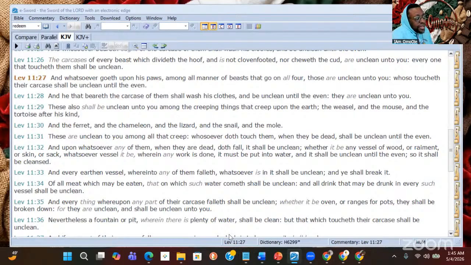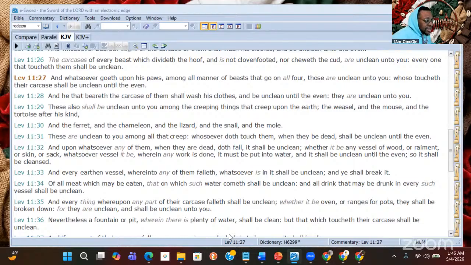And whatsoever goeth upon his paws among all manner of beasts that go on all four, those are unclean unto you. Whoso toucheth their carcass shall be unclean unto the evening. And he that beareth the carcass of them shall wash his clothes, and be unclean unto the evening. They are unclean unto you.